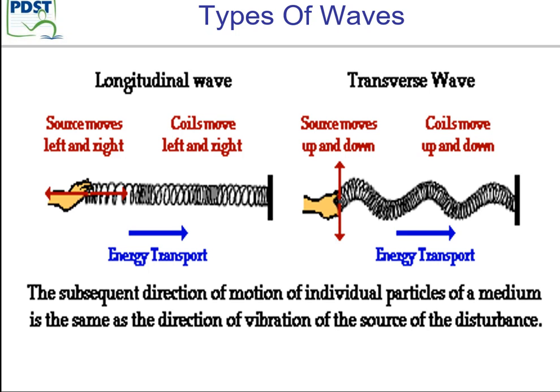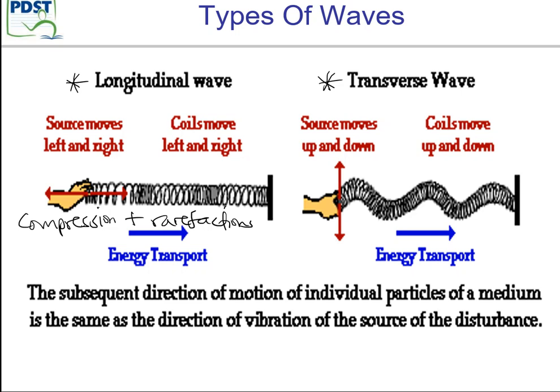Now, when we talk about waves, we have two types of waves, depending on how they travel. So we have longitudinal wave and transverse wave. Longitudinal wave usually has what we call compressions and rarefactions. So that is the compressed part and the elongated part.